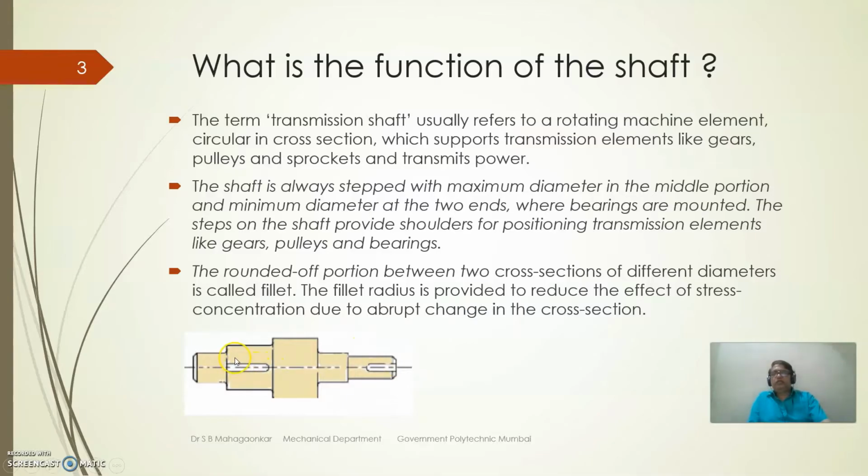So here a stepped shaft is shown. These are the keys in the shaft. There may be an overhang pulley here, and there may be a gear or a different pulley, and it is supported by a bearing at this point as well as at this point. The diameter will be larger at this point and less here, because this is a design of the shaft based only on torque, whereas here, at the bend section, the design is based on bending moment as well as torque.